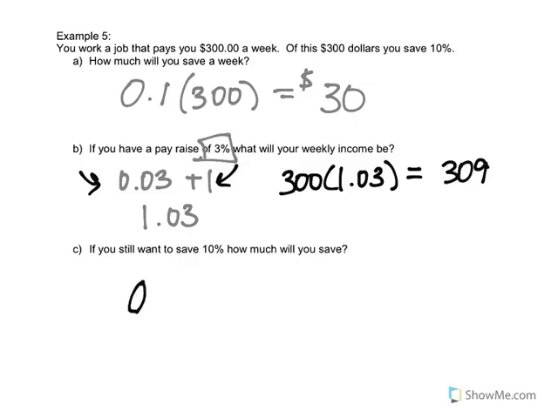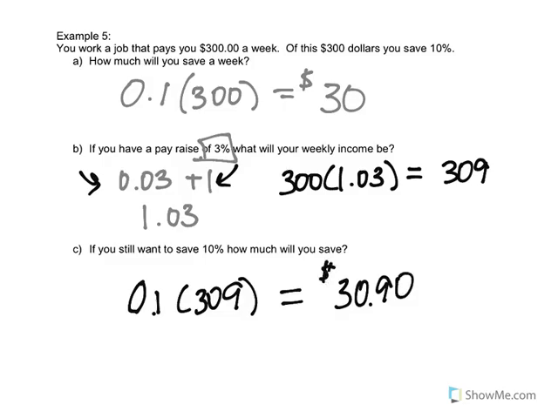If we want to do 10% of $309, we'll do 0.1 times 309, which is $30.90. So with that 3%, you're upgrading yourself by $9.90 in savings. The end.